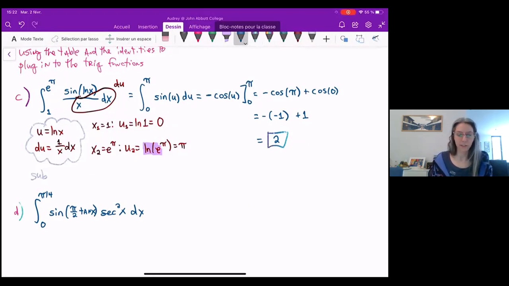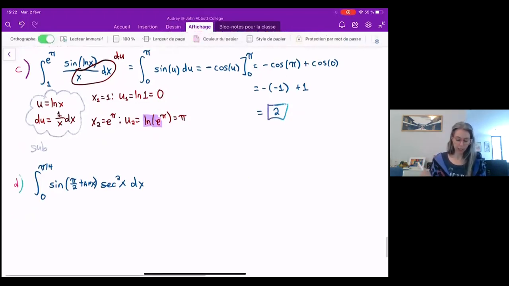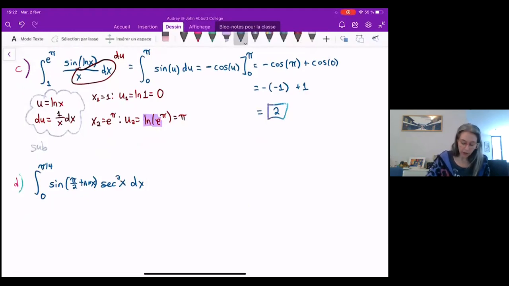Okay, let's do this thing. So first, what on earth should my u be? So I have secant squared on the outside. That might give you the idea that secant is a good u, but the derivative of secant is secant tangent. That's clearly not there. Inside of my sine, so this is not sine times pi over 2 tangent x, it's sine of pi over 2 tangent x. And inside of my sine, I have another trig function.